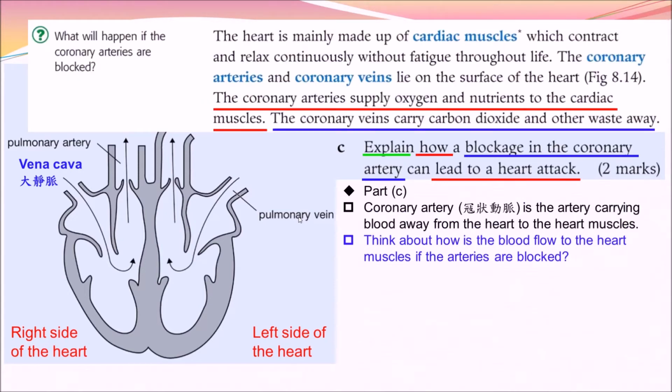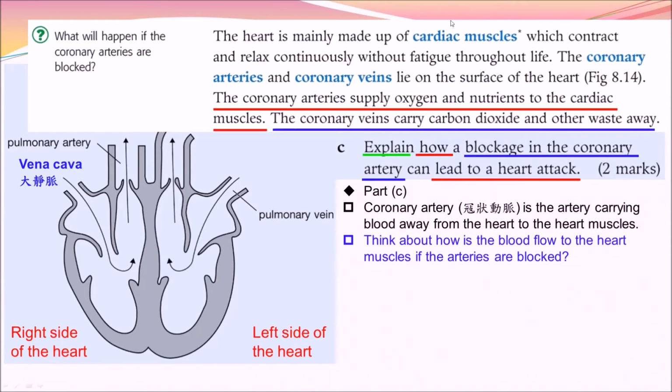And then for part C. Part C is talking about explaining how a blockage in the coronary artery can lead to a heart attack. So the question is asking about the cause. The cause is the blockage in the coronary artery, and the impact, the effect, is heart attack. The keyword is how, that means how the blockage in the coronary artery is linked to the heart attack. How can these 2 facts be linked together, and then explain.